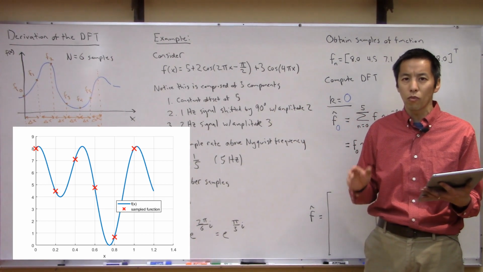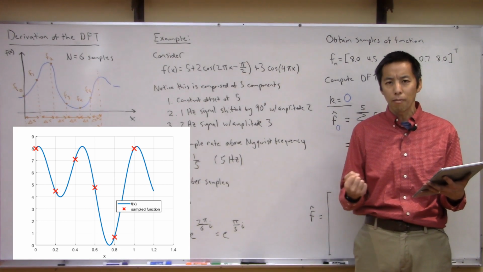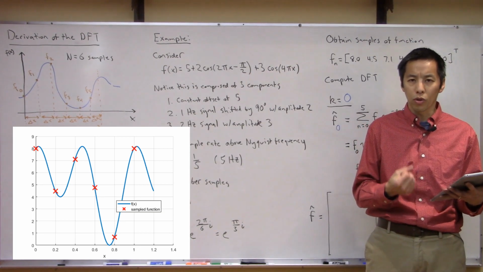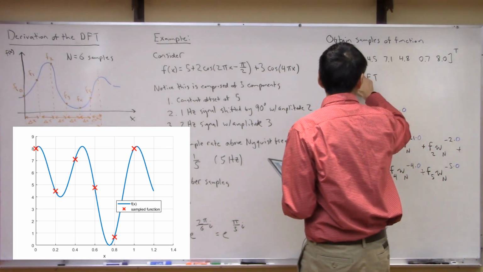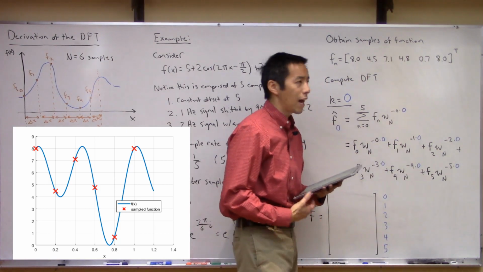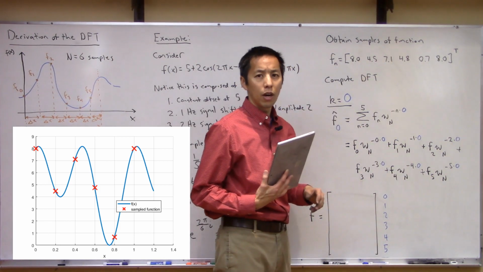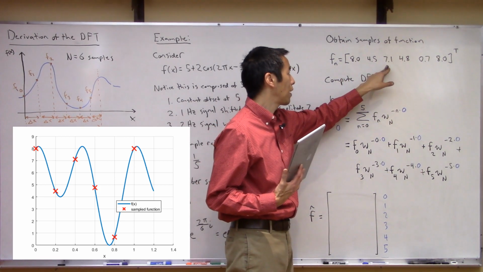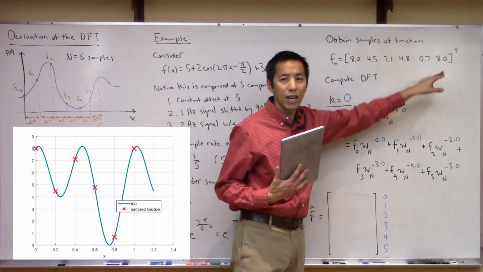All we care about is we sampled that function and we got a bunch of numbers out of it. That's the only information we have about the function or the signal. So these are the numbers, here's the approximate numerical value. This is all that gets dropped into your lap, this sample of the function. We got these 6 numbers: 8, 4.5, 7.1, 4.8, 0.7, and 8.